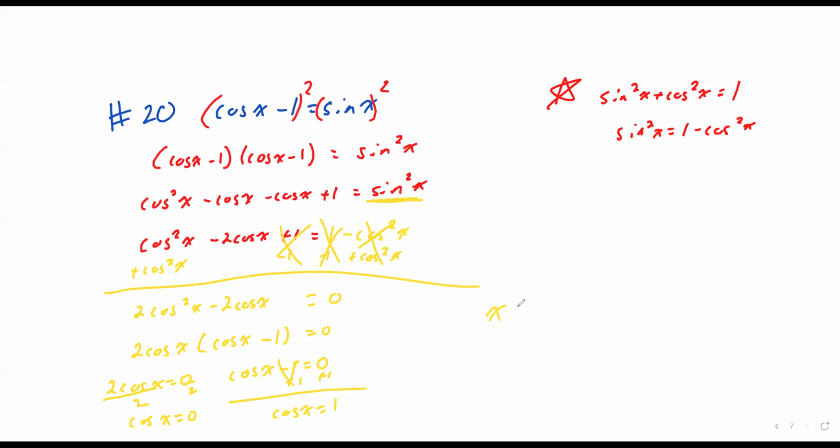So for this first one here, on the unit circle, cosine's equal to 0 in 2 spots, here and here. So that would be pi halves and 3 pi halves. And then cosine's equal to 1 in only one location, and that would be at 0. So again, looking for all your answers between 0 and 2 pi, there's your 3 answers.